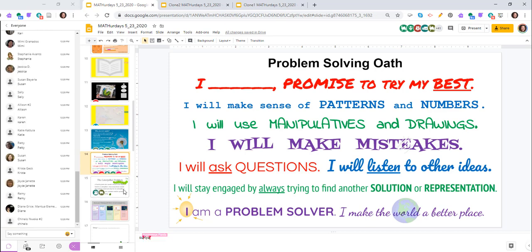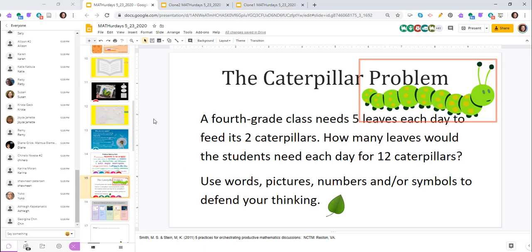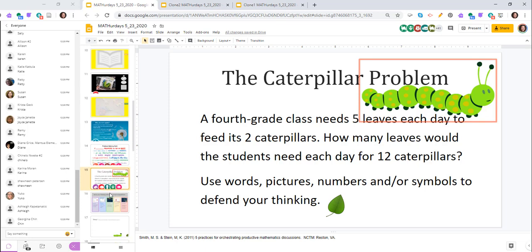Wonderful. Our task is on slide 15, and this comes out of Smith & Stein's 5 Practices for Orchestrating Productive Mathematics Discussions, and it's called the Caterpillar problem. A fourth grade class needs 5 leaves each day to feed its 2 caterpillars. How many leaves would the students need each day for 12 caterpillars? Use words, pictures, numbers, or symbols to defend your thinking.